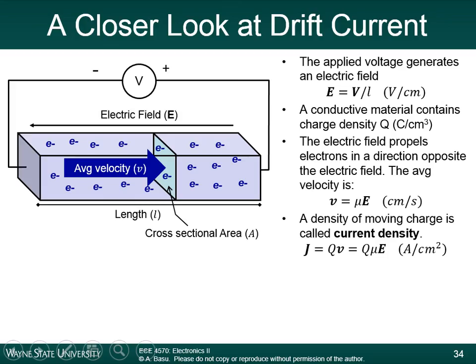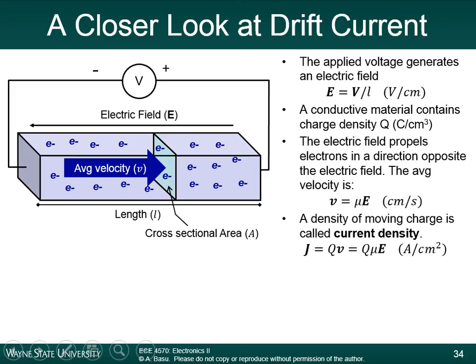Next concept: a density of moving charge is called current density. If you imagine a whole bunch of charges moving through here like this, the density of moving charges is called current density. J is equal to the number of charges per centimeter cubed multiplied by the velocity at which they're moving. We have a relationship for the velocity already up here. So this comes out to Q times mu times E. This is the density of current that we have. This is given in amps per centimeter squared.